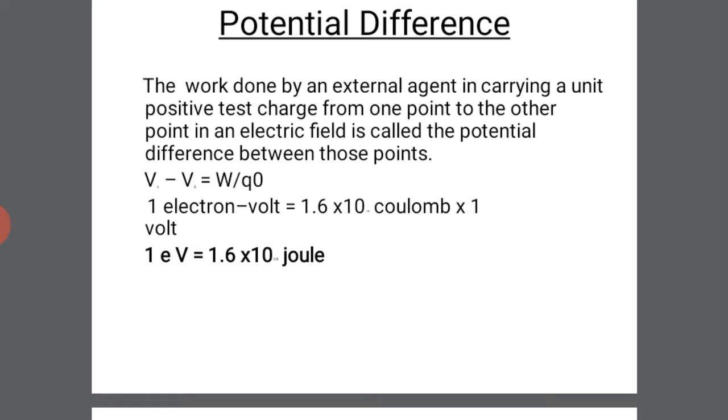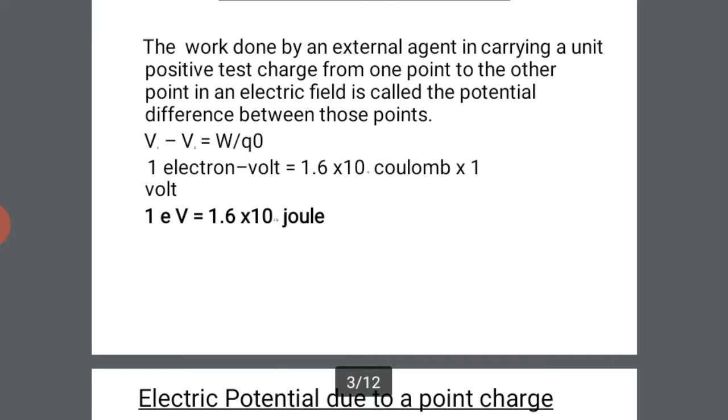Now the next is electron volt. Electron volt is defined as the amount of work done in carrying an electron from infinity to a point where the potential is 1 volt. So 1 electron volt equals 1.6 into 10 to the power minus 19 joule.